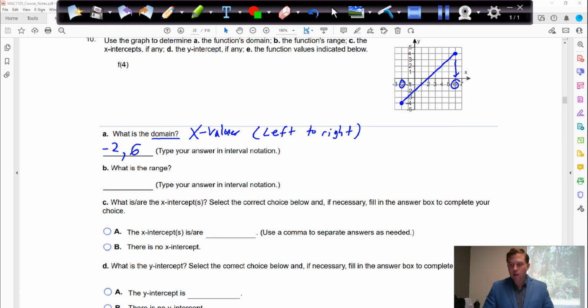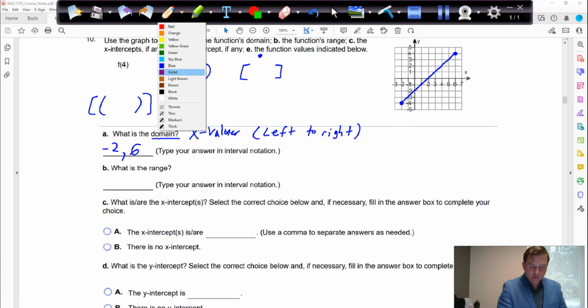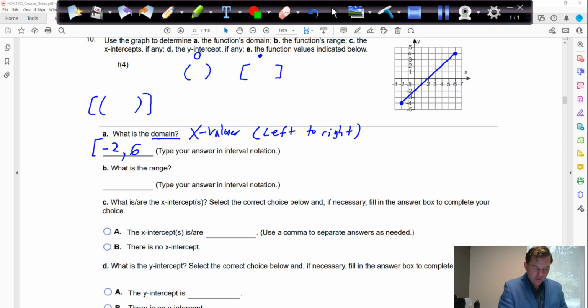And then we have two options. We can either use parentheses to encapsulate these, or brackets, or some combination of the two. We're going to use parentheses if these dots are open. So if it's like an open dot like that, we'll use parentheses. We're going to use brackets if those dots are filled in like this. So notice these dots are filled in, so we're going to use brackets. In fact, both of them are filled in, so we're going to use 2 brackets like that.